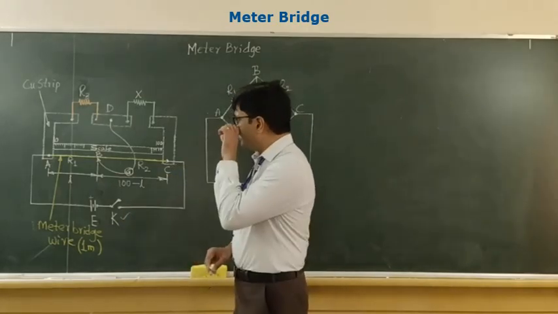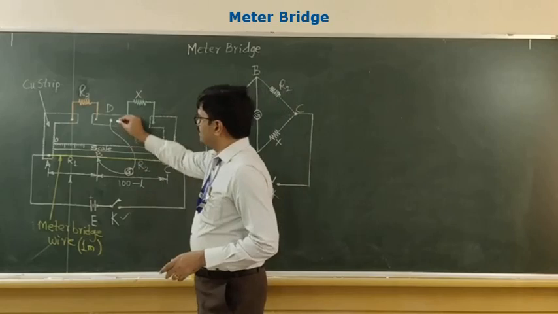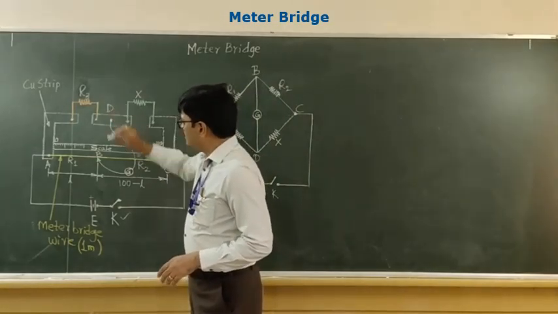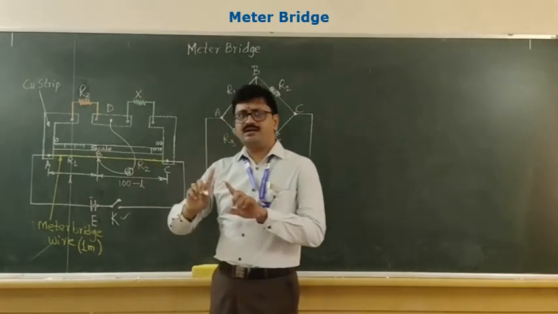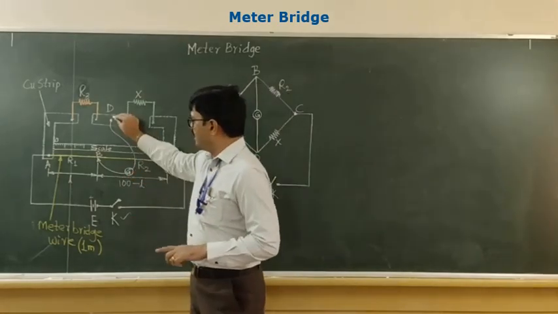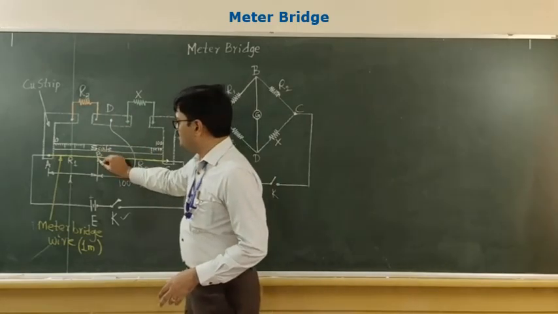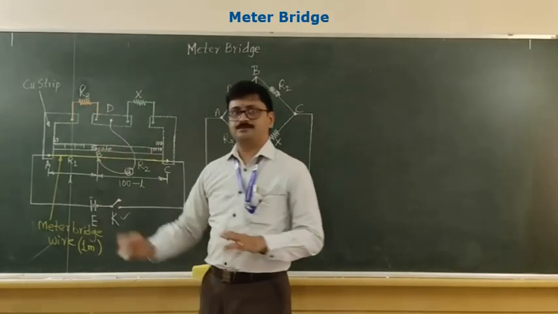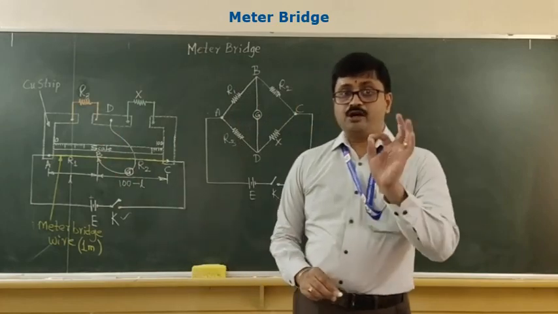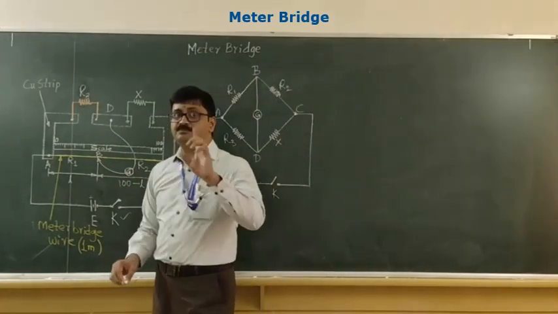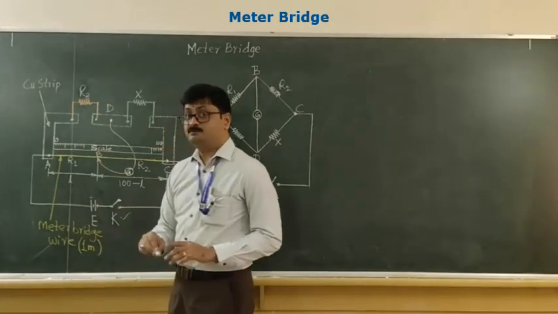Okay, and here there is one more connector D, and what we do is we connect one end of the galvanometer to D, and the other end of the galvanometer is connected to the jockey, and that jockey is marked as B here. So point B, whatever I am showing, that is the jockey. Jockey is marked as B with this arrowhead.